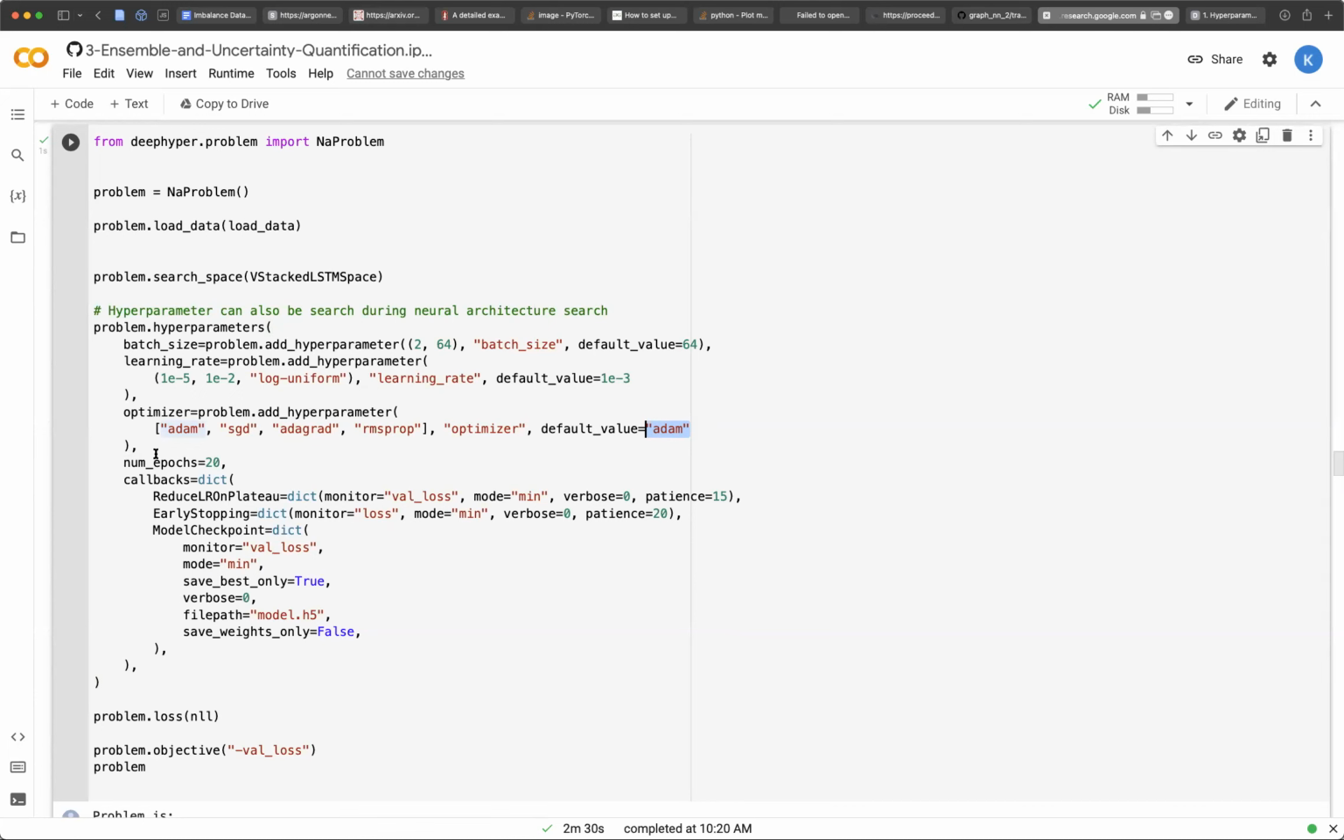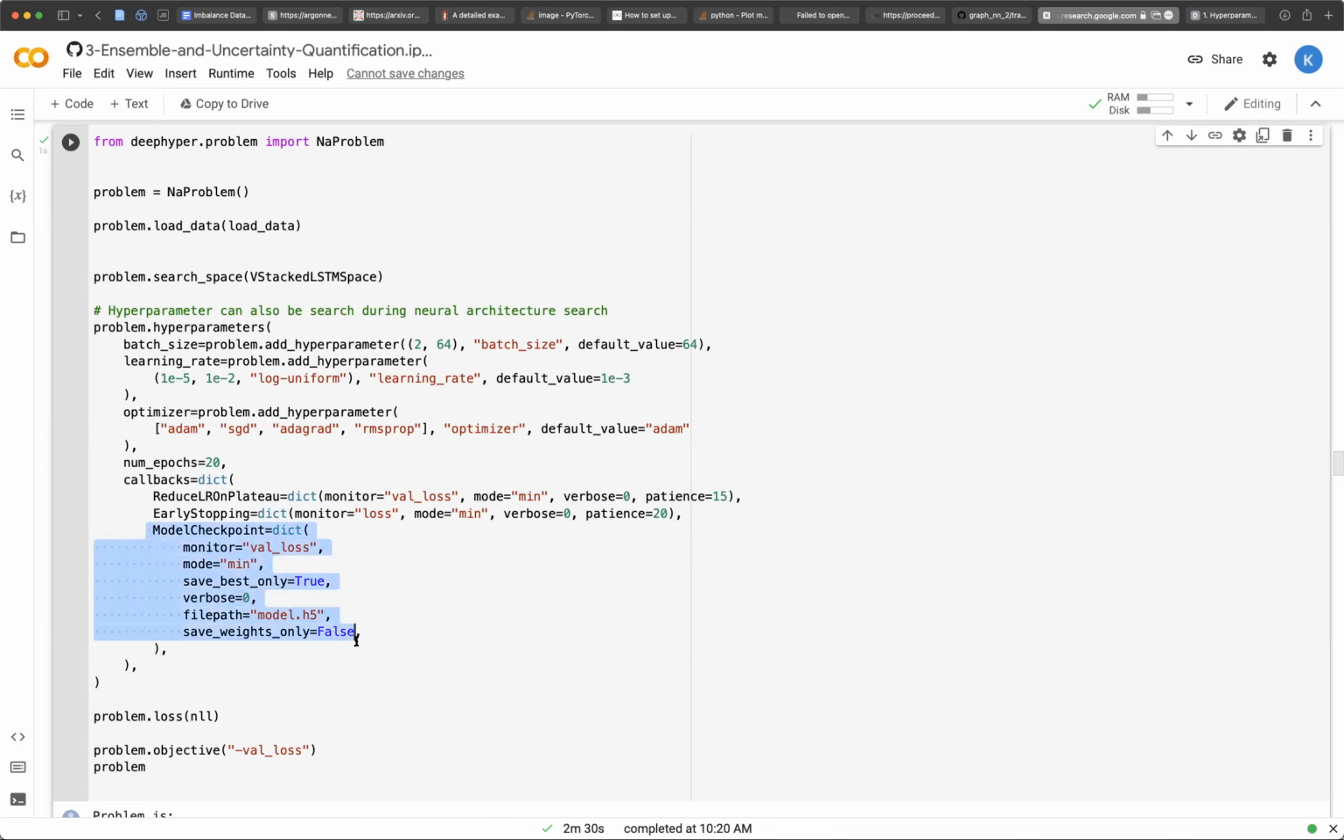Now, beyond these hyperparameters that are going to be searched by DeepHyper's HPS, we also have the number of epochs, which is fixed in this case. Previously, the number of epochs was also searched in the first session, but in this case, we fix it. And then we also add some early stopping criterion and model checkpoint.